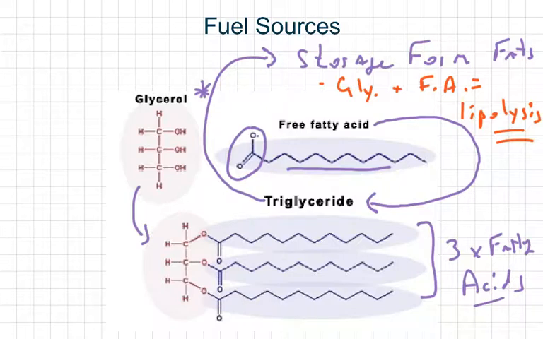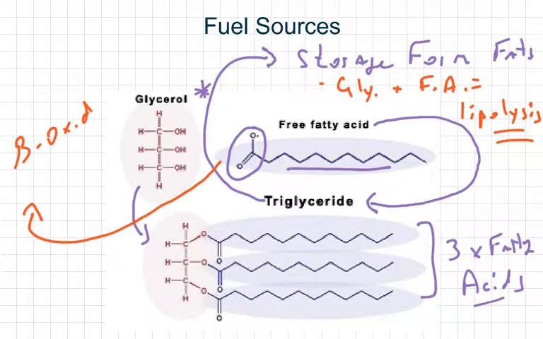Now, once a triglyceride is broken down into its fatty acid subcomponents, it still further needs to be processed to be able to create ATP. And fatty acids go through a process called beta oxidation. And from this point, it can enter into the oxidative phosphorylation pathway to create ATP. And we'll discuss that in the next video.